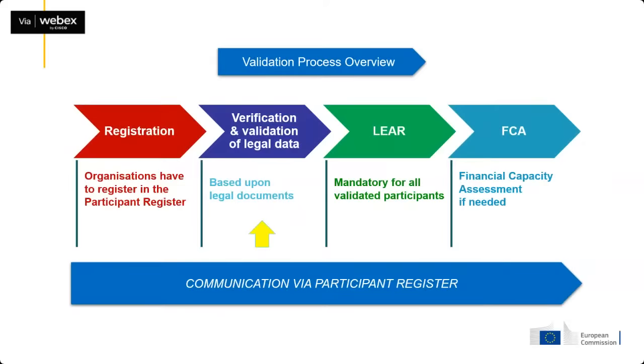After that, once your proposal is submitted, at a later stage, the colleagues from the operational department who are managing the call that you're participating in might request the validation of your PIC number. Once they request that, we start the second part of the validation process, when the Central Validation Service will send you a request for documents that will prove the information that you already encoded. So we start the verification and validation of the legal data.